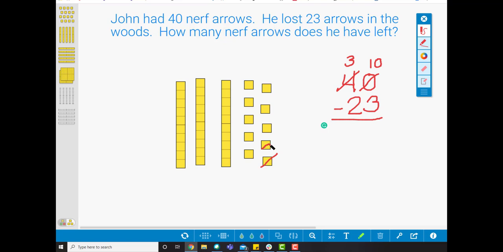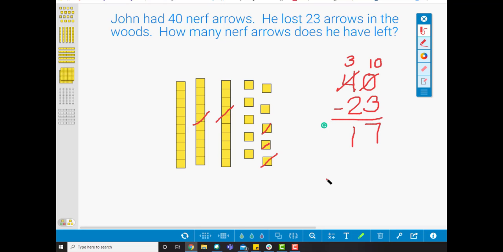1, 2, 3. And that leaves me 1, 2, 3, 4, 5, 6, 7. 10 minus 3 is indeed 7. And now I'm going to take from my 3 10s, I'm going to take 2 10s. 1, 2 10s. And so that leaves me with 1 10. 3 10s minus 2 10s is indeed 1 10. Notice how I paralleled these. As I was working with the place value blocks, I also worked with the standard algorithm, okay?